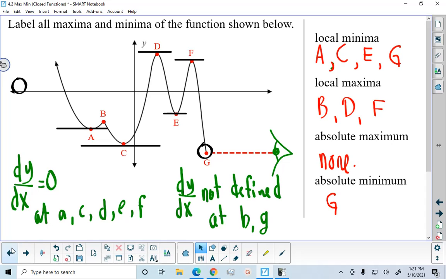It gets even more obvious when you take a look at point G, because at point G there isn't anything on the right-hand side. So you can't even have a left and a right-hand limit. You only have a left limit.